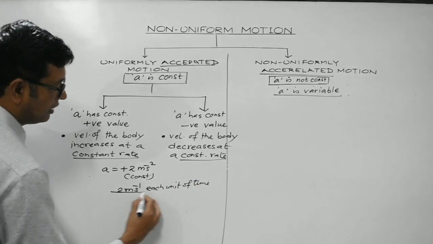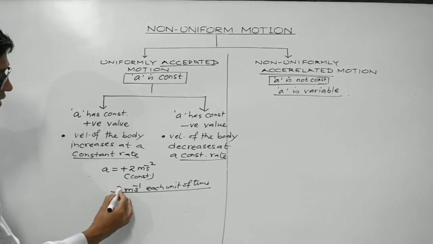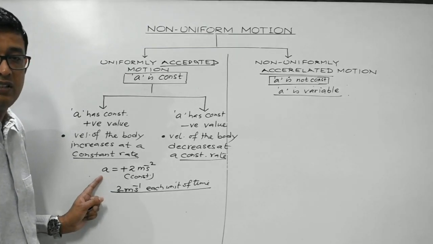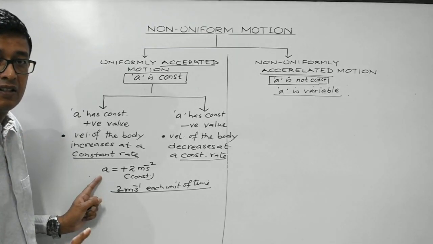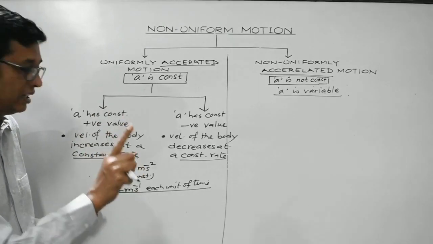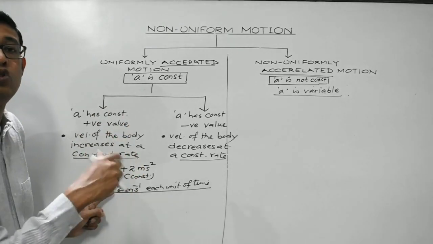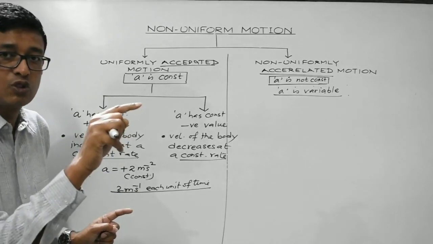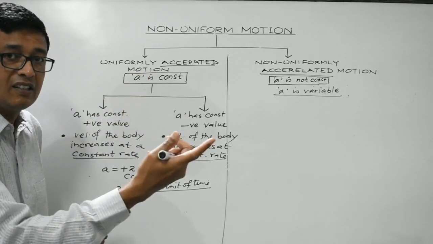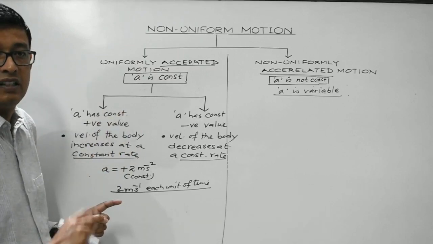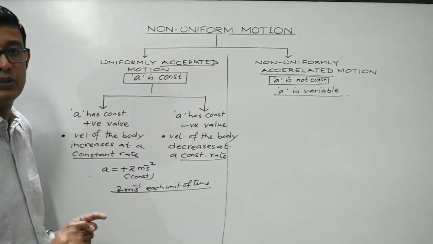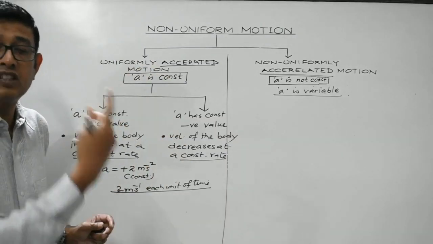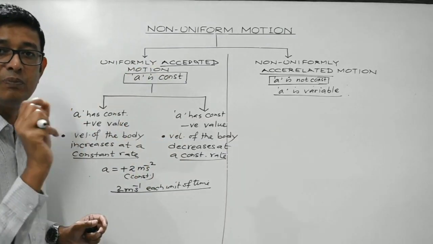So what I mean to say is that, if you consider a body to have an acceleration of plus 2 meter per second square, it means that with each second its velocity increases by 2 meter per second. So in the first second, if its velocity is 2 meter per second, in the second second, its velocity will be 4 meter per second. In the third second, its velocity will be 6 meter per second. In the fourth second, 8 meter per second. In the fifth second, 10 meter per second.